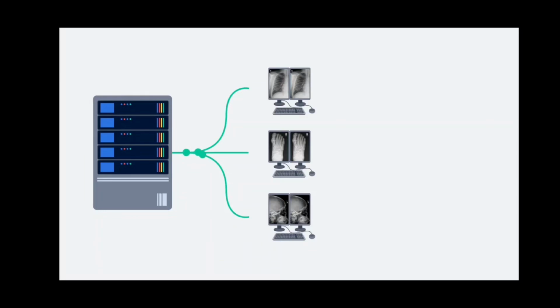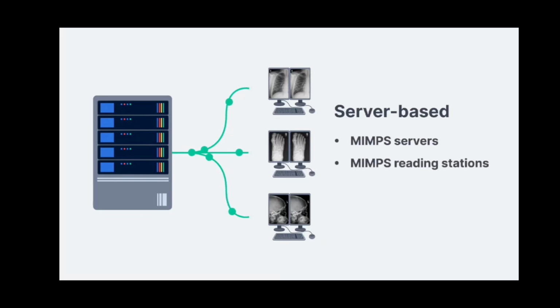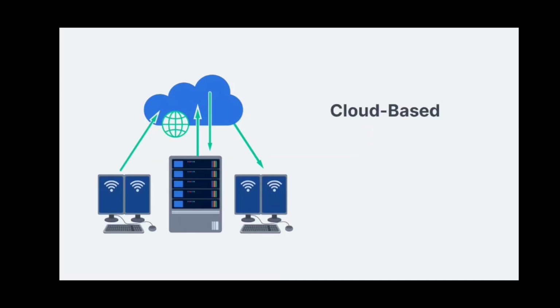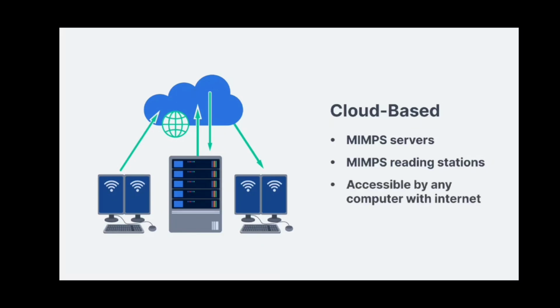There are two kinds of MIMS networks commonly used. First is server-based systems that consist of MIMS servers and MIMS reading stations. And secondly, we also have cloud-based servers, which consist of MIMS servers, MIMS reading stations, and a cloud-based storage application that allows for any computer with internet access and access to the cloud to view the images stored in the MIMS server.